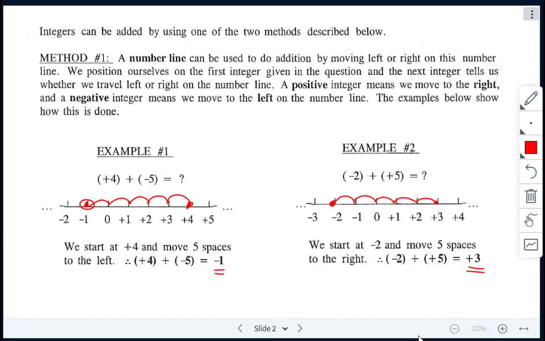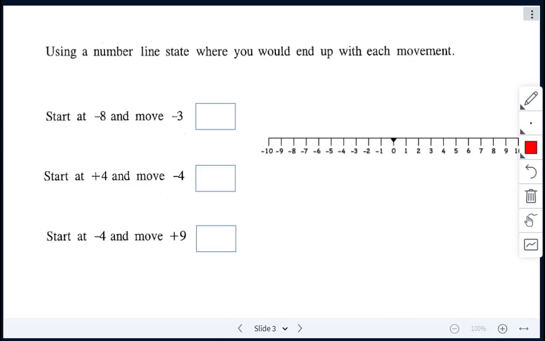All right, so that is how we do addition of integers using the first method, which is a number line. So just practicing moving on the number line here. If we start at negative 8 and we're moving negative 3 places, that means we're moving 3 places to the left. So 3 places to the left, 1, 2, 3. So it would be negative 11 here next. So our answer here would be negative 11.